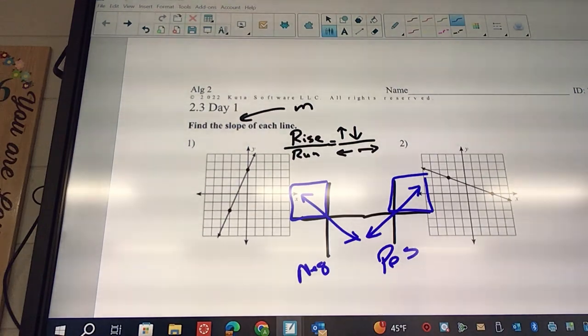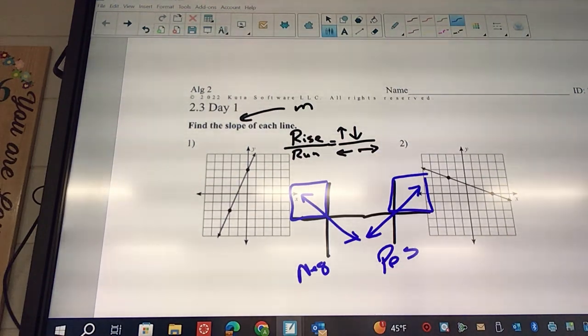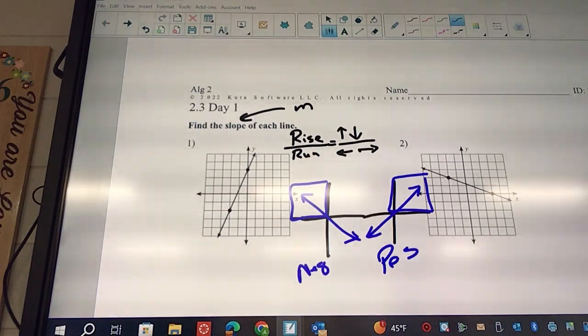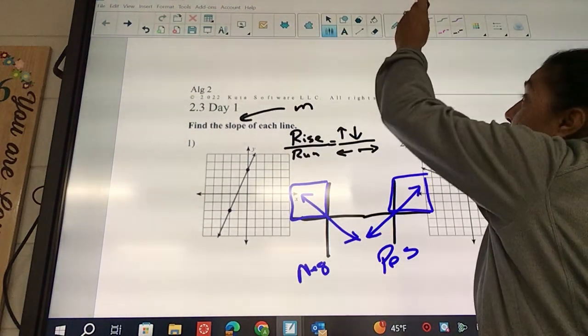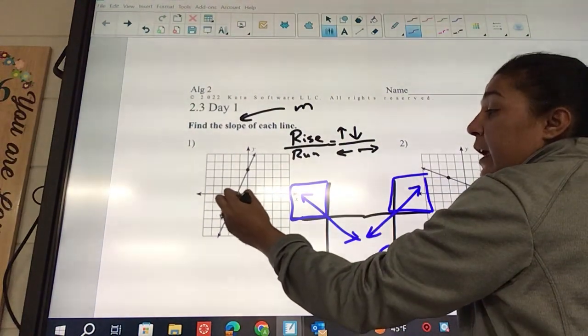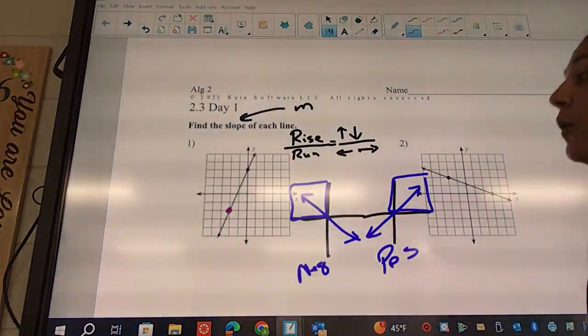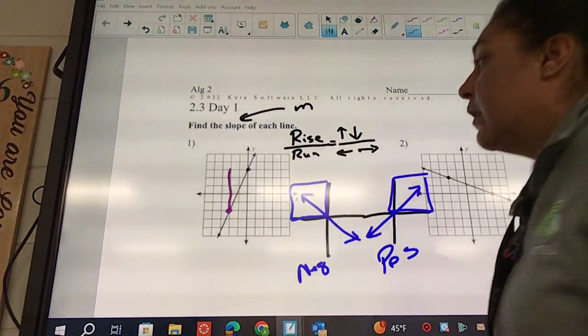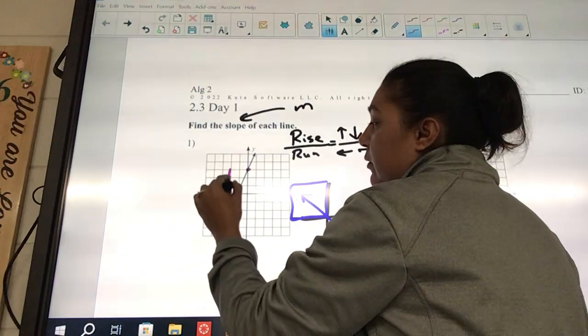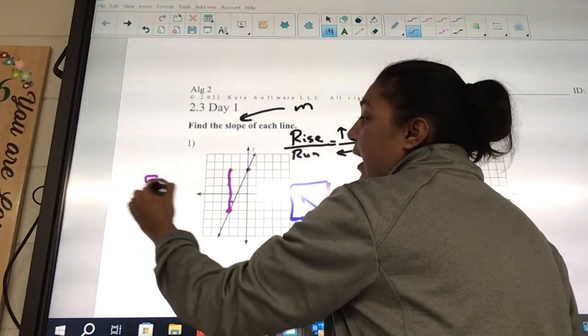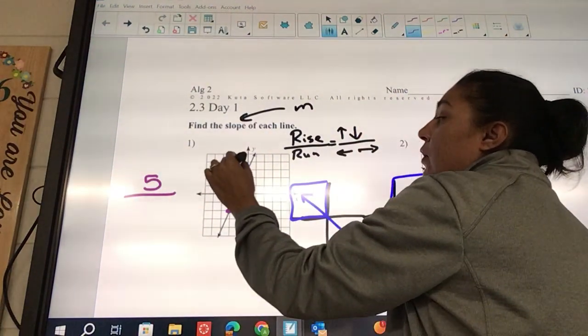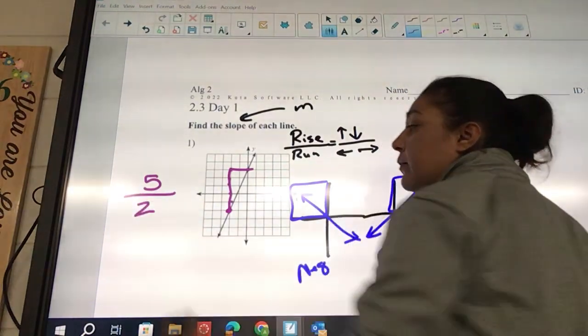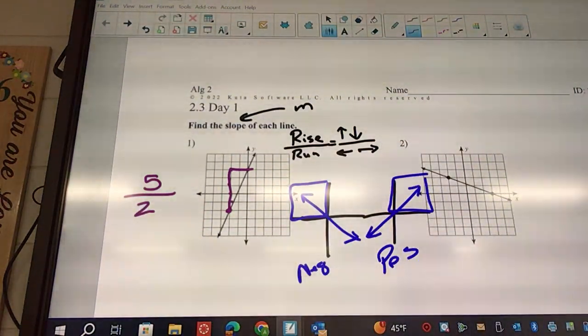It can tell you a lot, but not really. So when we're counting, we count from the lowest point to the highest point. Right here, you're going to start by counting from this one. How much are we going to have to go up to get to here? How much are we going to have to travel up? 5. Is that right? 1, 2, 3, 4, 5. So we're going to rise 5 and we're going to run, or go over, 2.